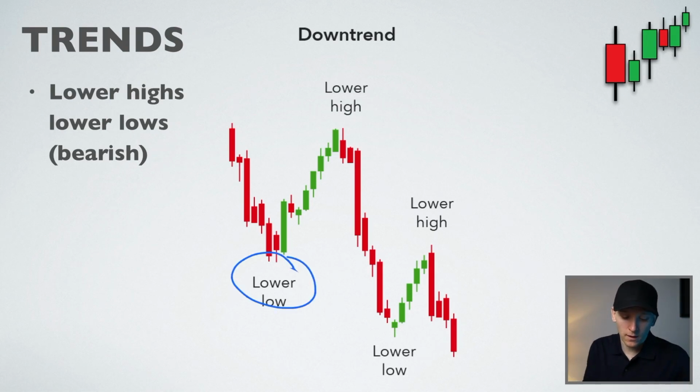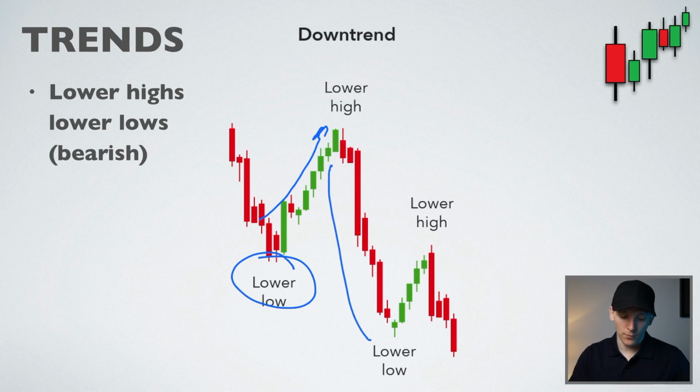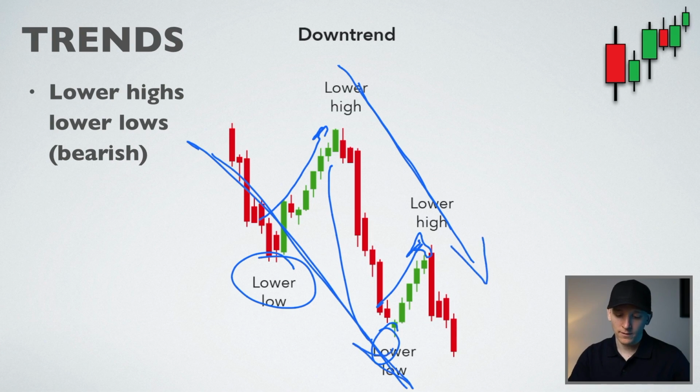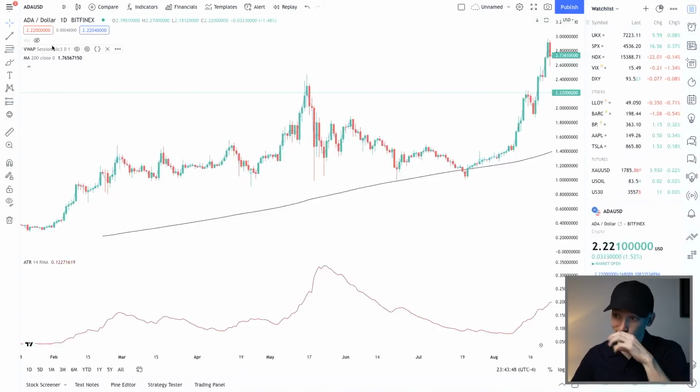We have the low right here, then the move up, and then we have the move down to a lower low, and then the relief rally, dead cat bounce, whatever you want to call it, is just way lower, right? So this is the trend. We can see that moving down, definitely the trend there. So let's come and see that on TradingView.